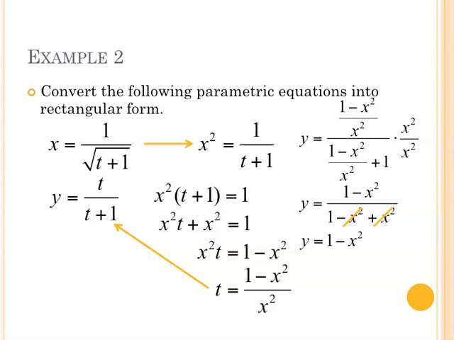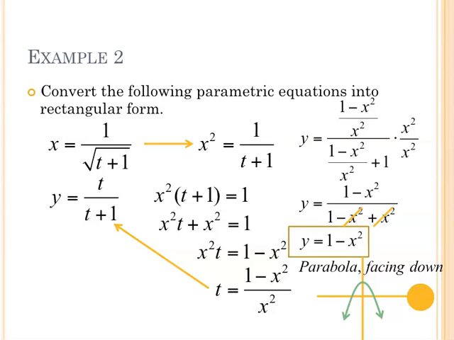So think about y equals 1 minus x squared. What is that graph going to look like? Well, it's x squared, so we know it's a parabola. There's a minus in front of the x squared, so it's facing down. And there's a 1, so we're going to shift the entire thing up 1. So pretty easily, we can get what the shape of this graph looks like. It's just a parabola facing down, shifted up by 1.